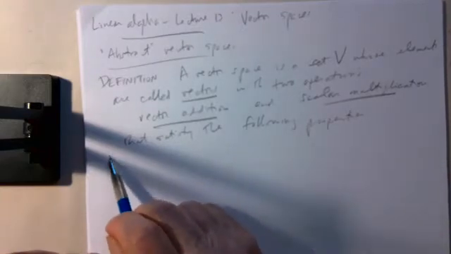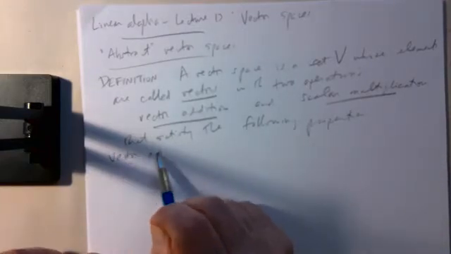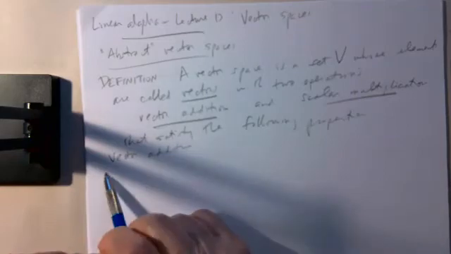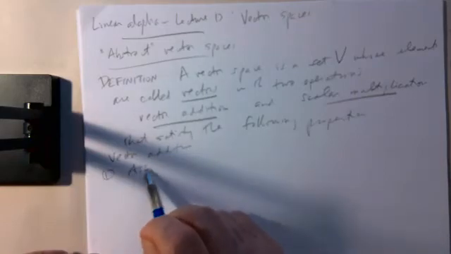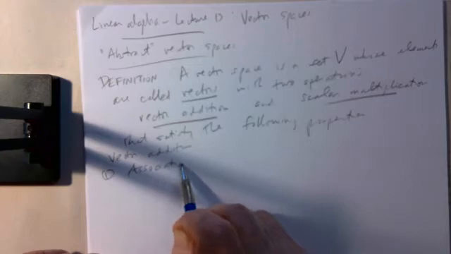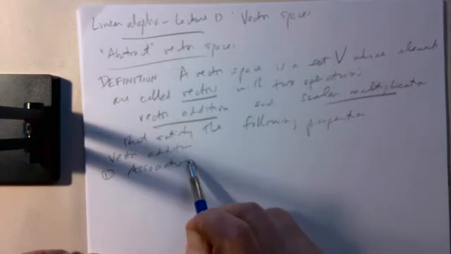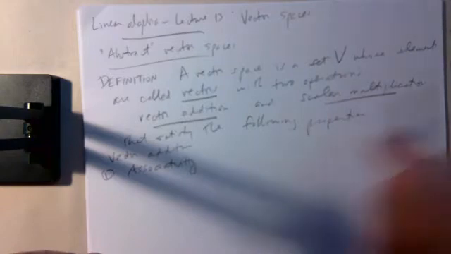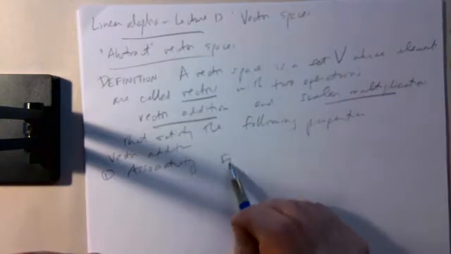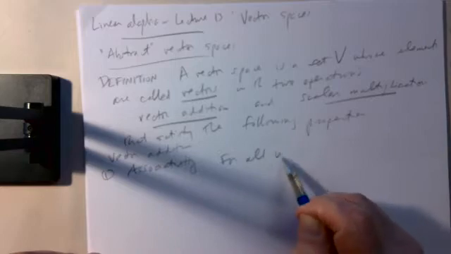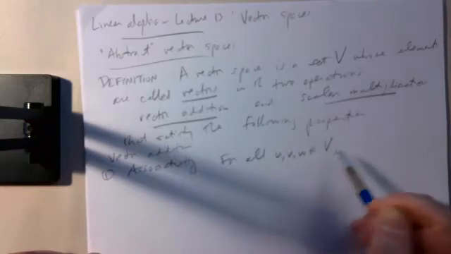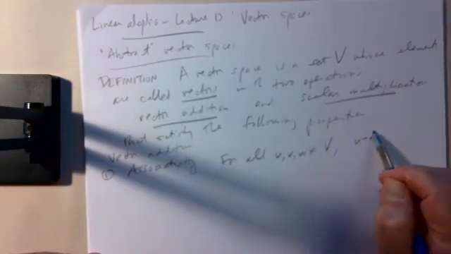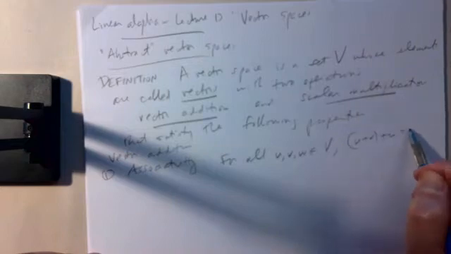So for vector addition, it's associative. So associativity. This means that for all vectors u, v, w in the vector space, u plus v plus w is the same as u plus v plus w.